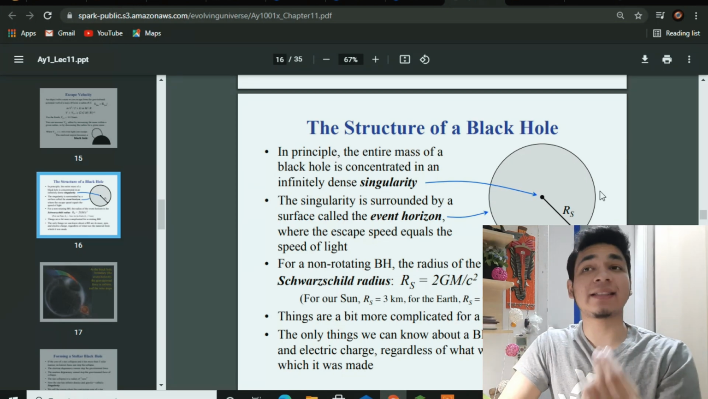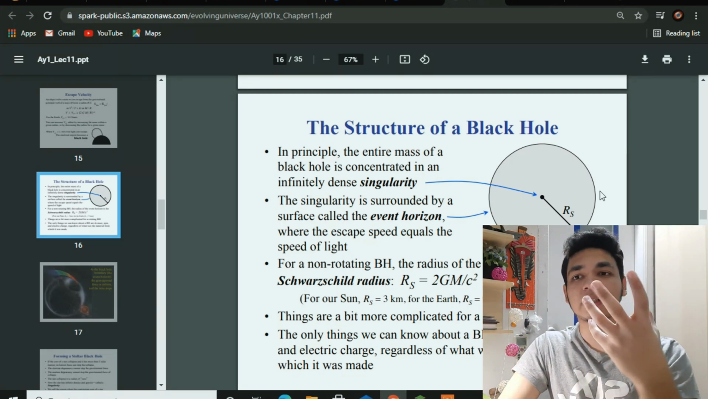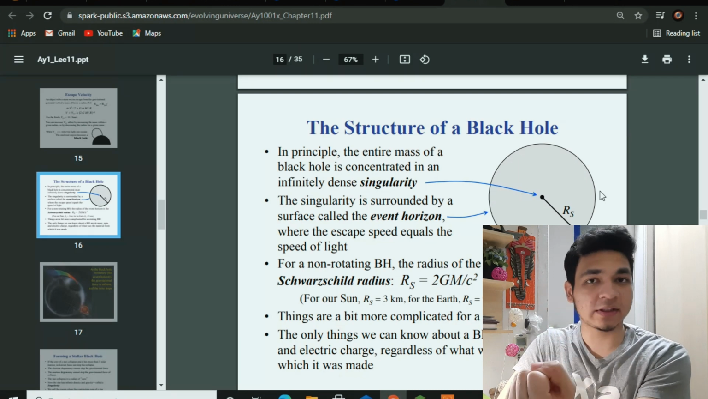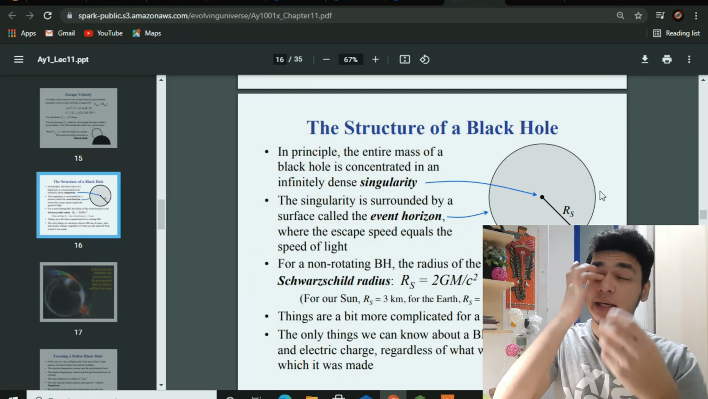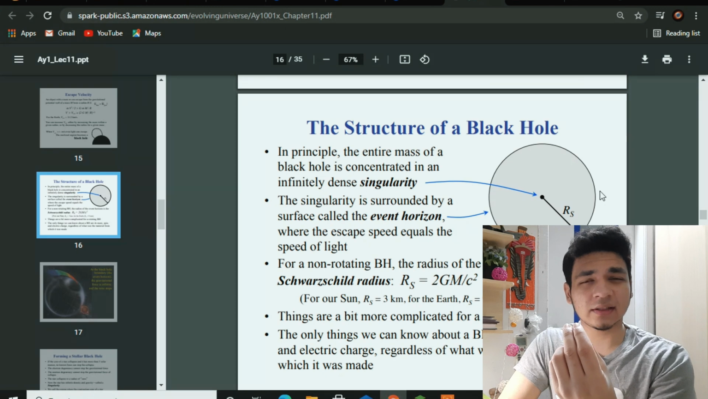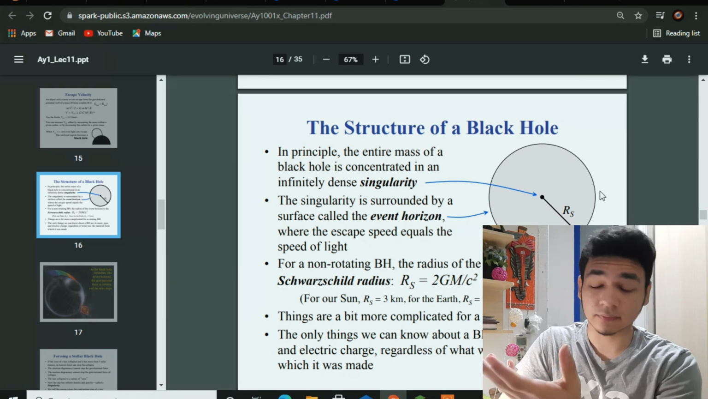So what the singularity is essentially is that when the star undergoes a core collapse, when it just collapses, the radius of the core is essentially 0, right?